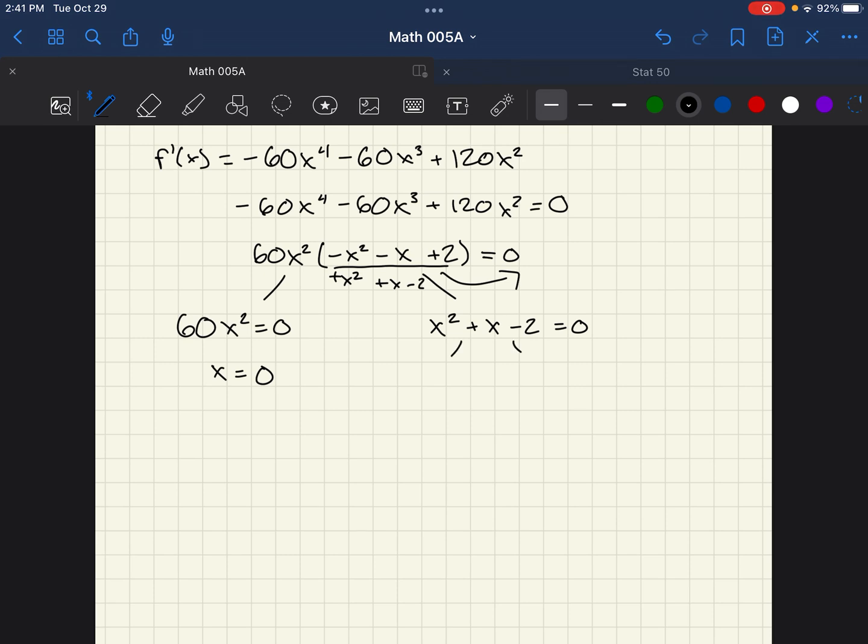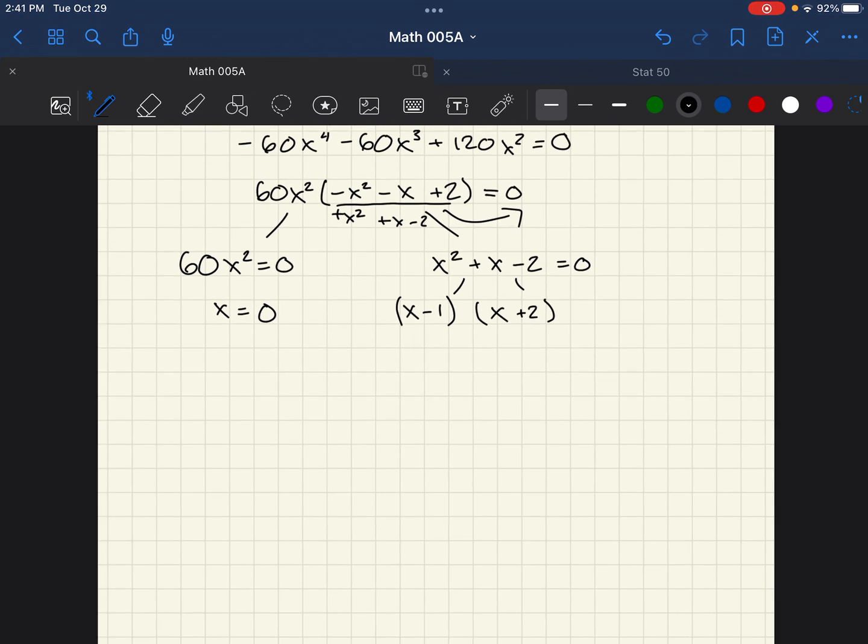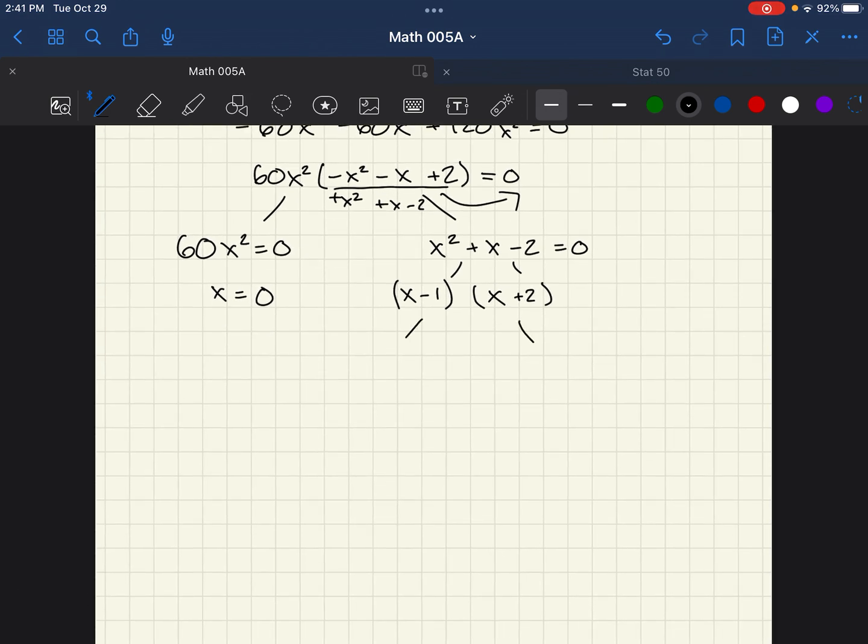to x minus 1 times x plus 2. And then these are also separate.